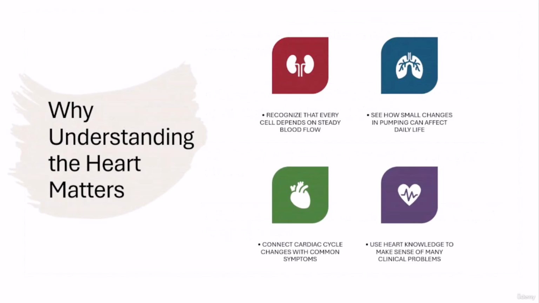The heart controls the flow of the blood. Every cell depends on it. Even slight changes in heart function can affect energy levels, breathing, temperature, and overall health. Knowing how the cardiac cycle works and what cardiac output depends on helps explain why the heart responds the way it does during stress, rest, activity, or illness. And this understanding makes the structure and function of the heart feel more connected in everyday life.